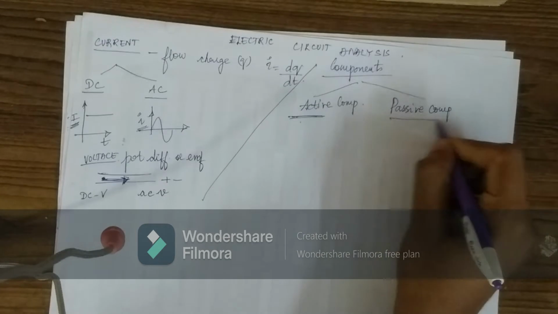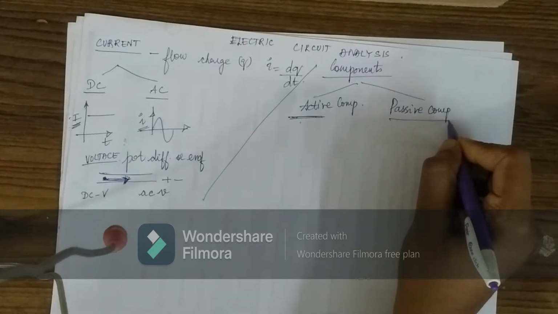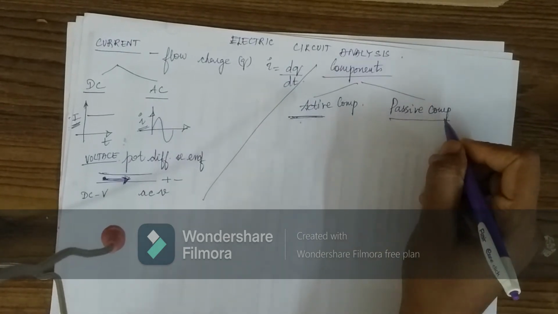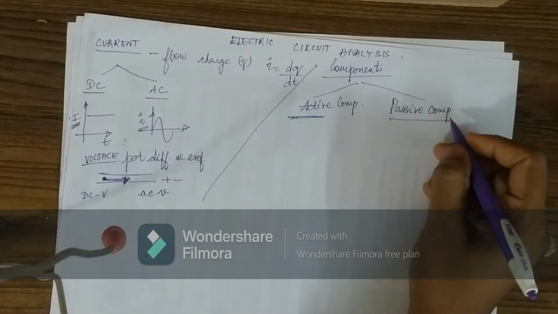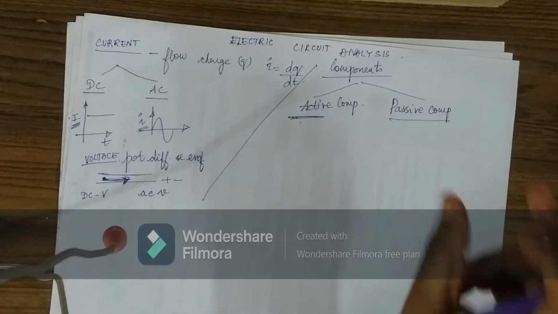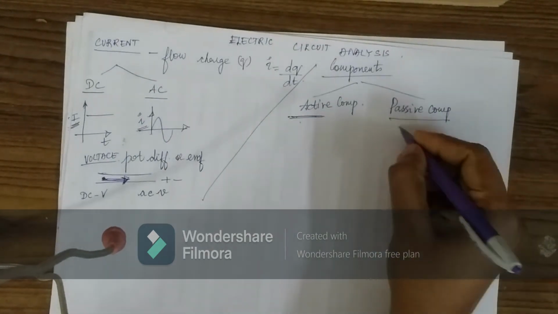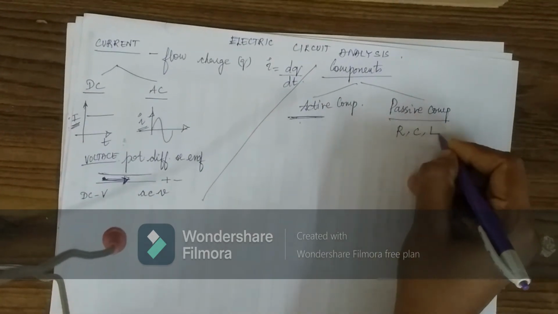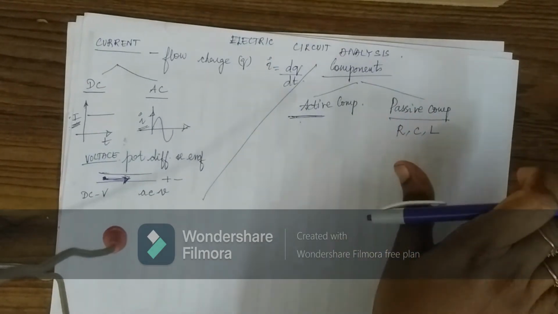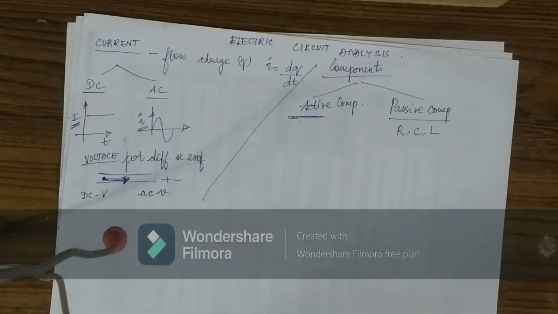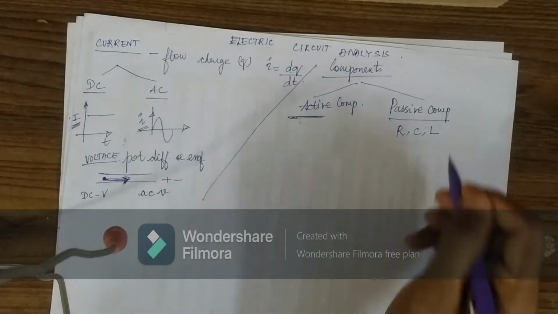Passive components do not require any external signal or voltage in order to work. It means we can directly connect them. Resistor, capacitor and inductor come under passive components. If we connect them directly to the circuit, they will work. They don't need any supply voltage or any external signal in order to work.